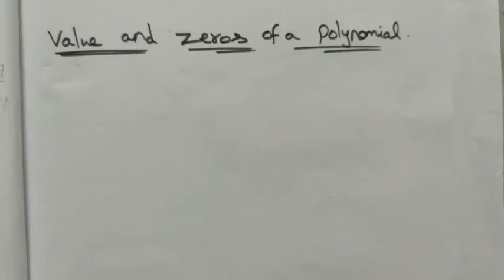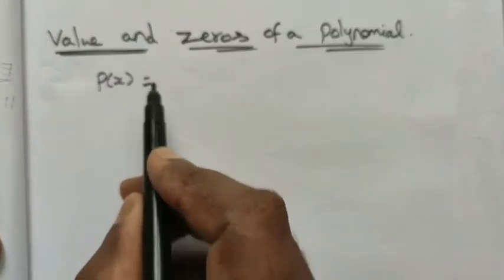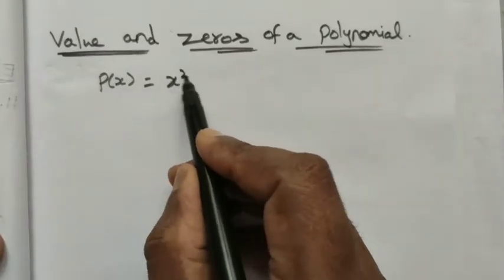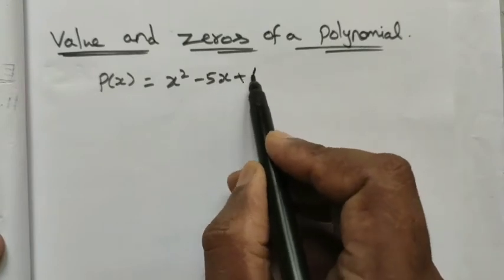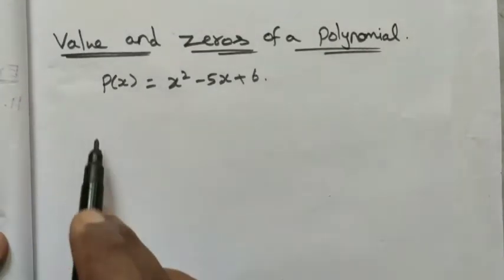Class 9. Here we are going to see today the value and zeros of a polynomial. We know that a polynomial is always written in the form p of x or q of x or r of x, whatever it may be. Let me take one polynomial, x square minus 5x plus 6. First we see the value of the polynomial.